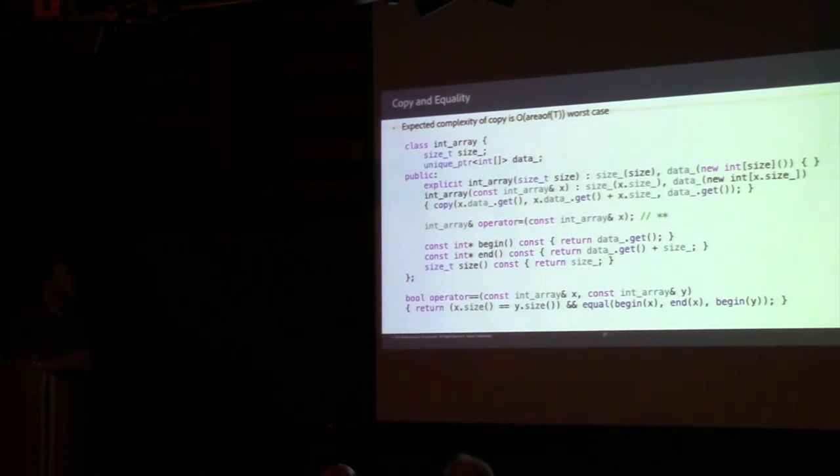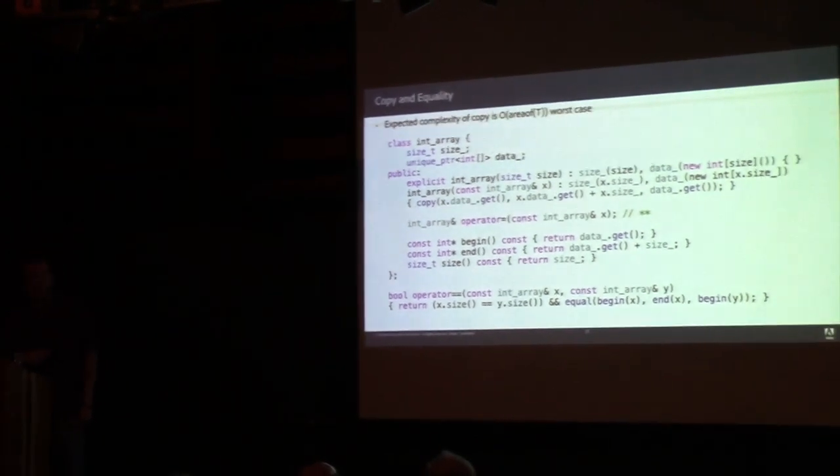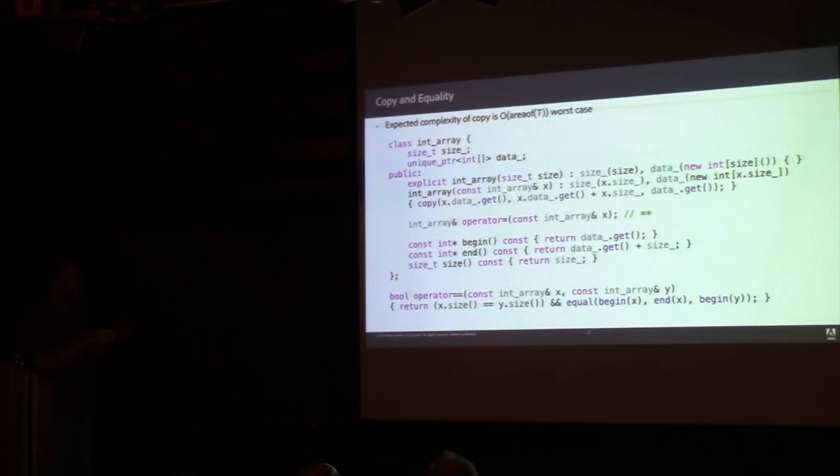Let's go back here. Expected complexity of copy is O of area of T, worst case. So let's improve our little incomplete array here, and we'll go ahead and write a copy constructor. In order to do that, we're going to have to save away our size in here. And we want it to be equationally complete so we can write operator equal purely through the public interface.